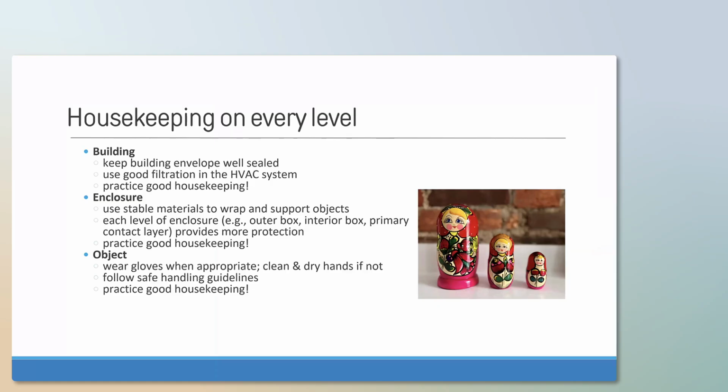We often talk about protecting collections on three broad cascading levels, and it might be helpful to think of this as similar to a nesting doll. So first, there's the building level, then the enclosure level, and finally the object itself within the box or folder. Housekeeping practices in place help strengthen all three levels and are an important part of the many, often interrelated steps we can take to promote good long-term health and safety for collections.